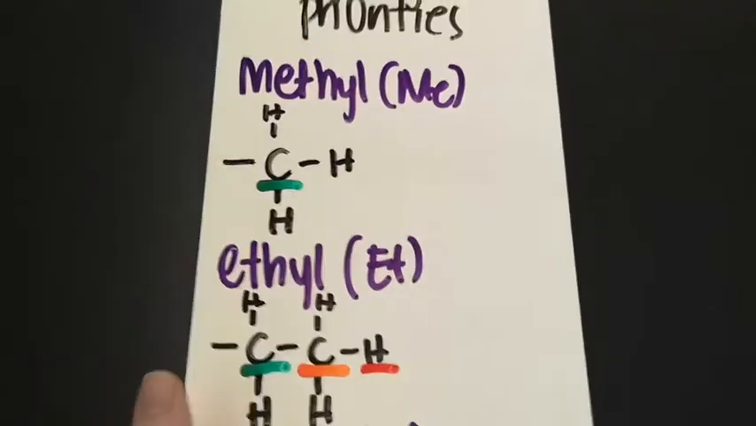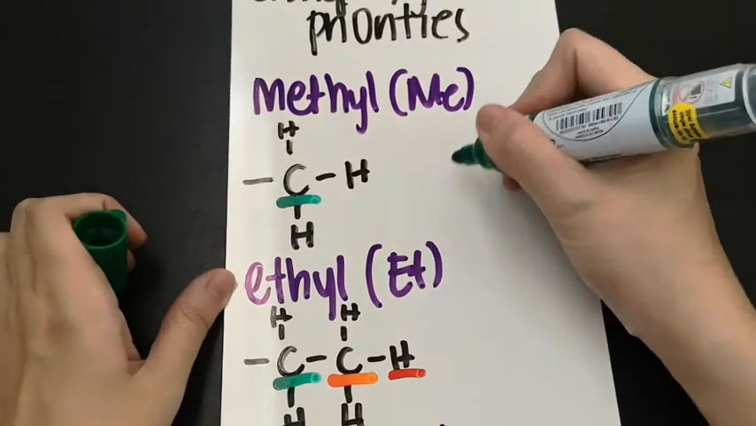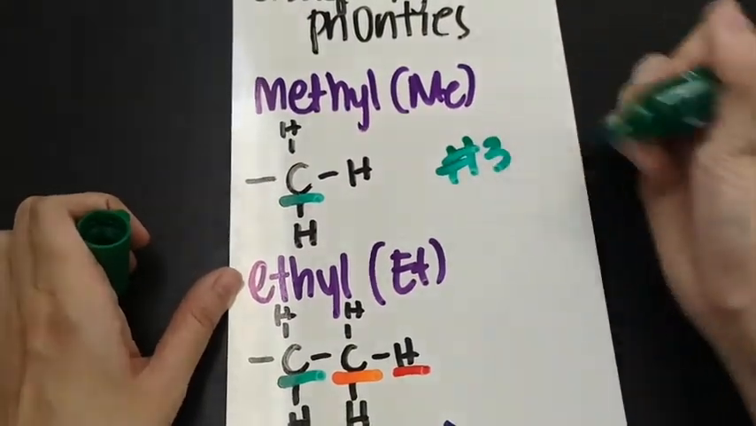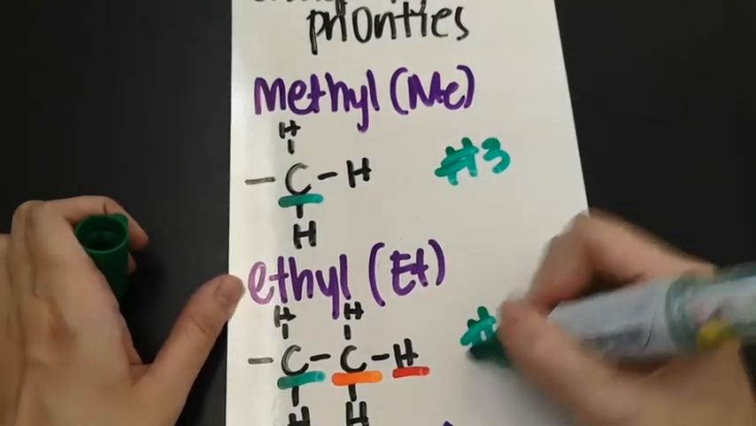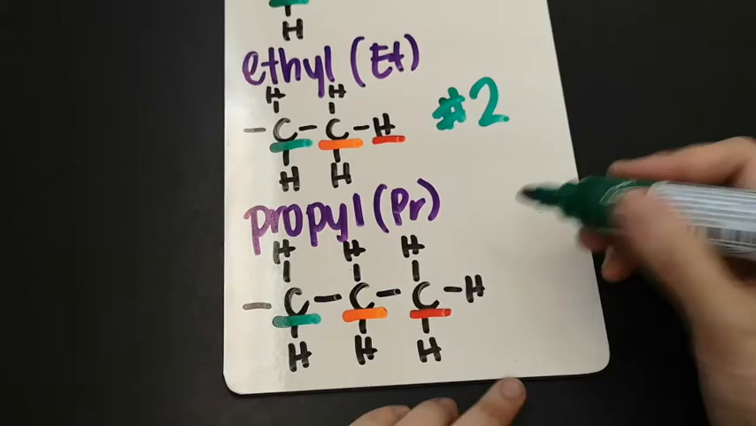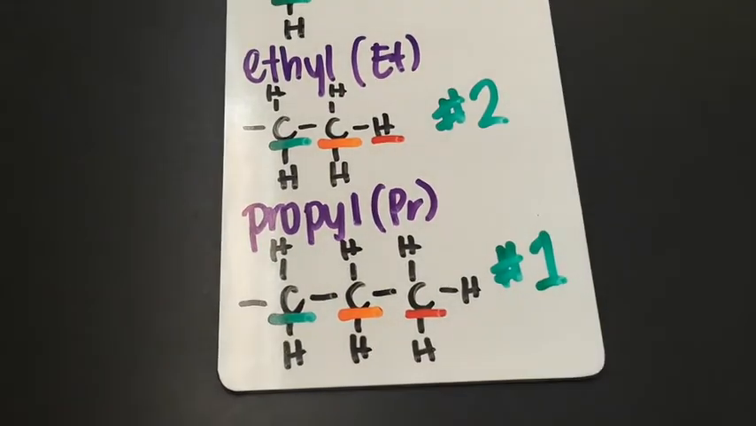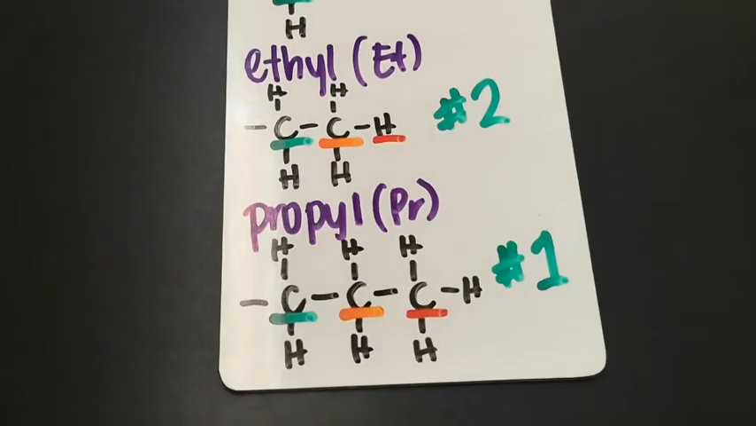So we put together all of them. Methyl group would have a ranking of number 3. Ethyl will get a ranking of number 2. And the propyl group will get a ranking of number 1. And as we mentioned earlier, hydrogen will have the lowest ranking, which is number 4.